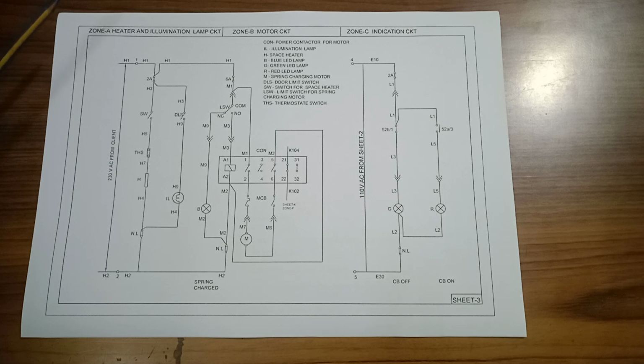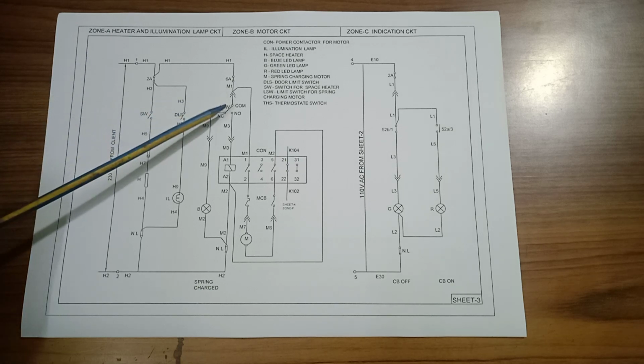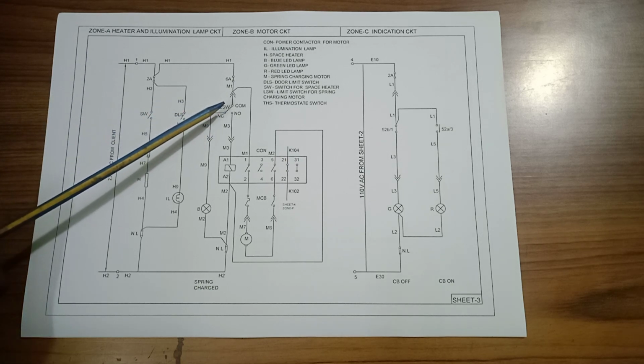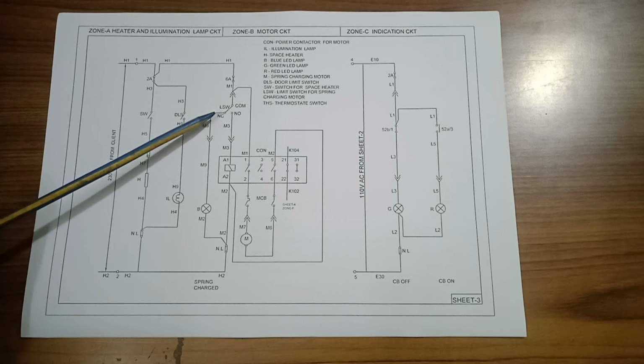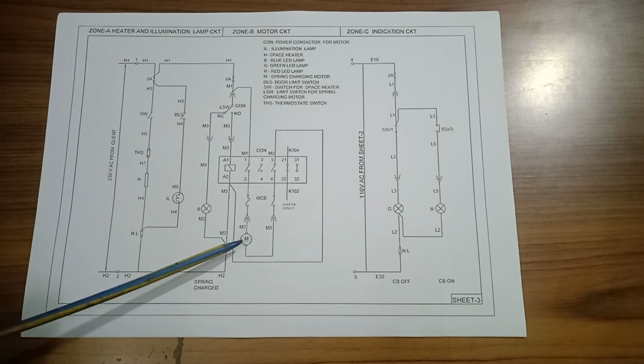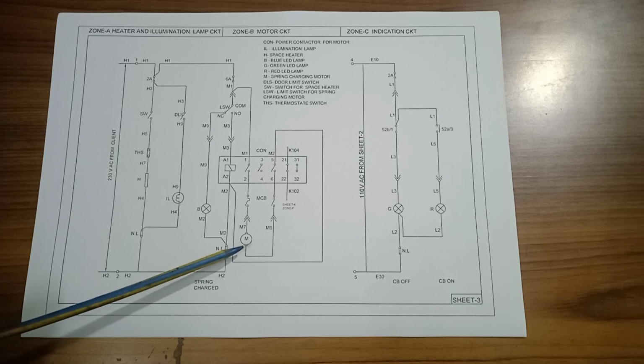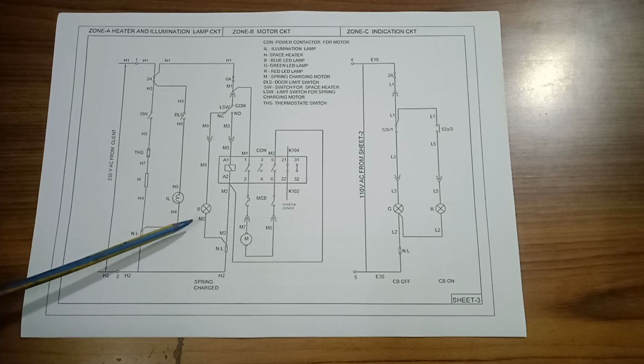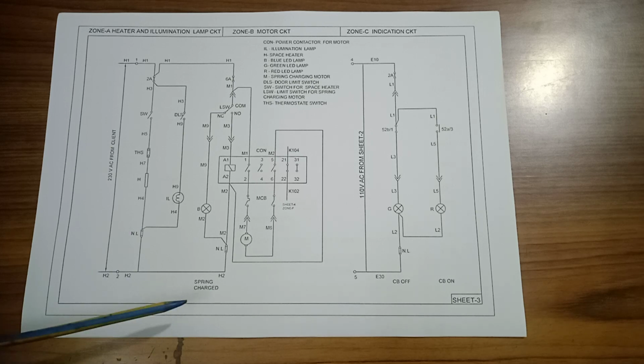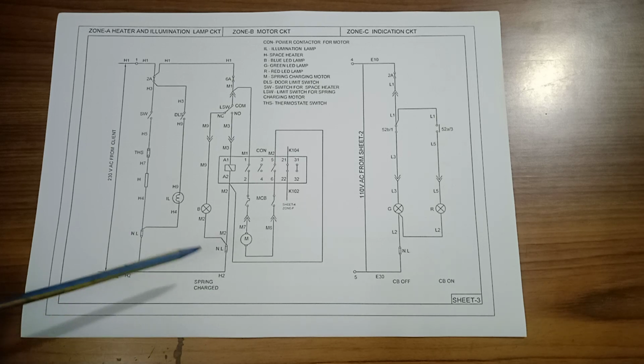When the spring is fully charged, the limit switch is opened. When opened, it goes to the NC, and the motor is disconnected. The contactor is off, the motor is disconnected from the supply, and the light shows the spring is charged. When it is discharged, the motor starts charging the spring.